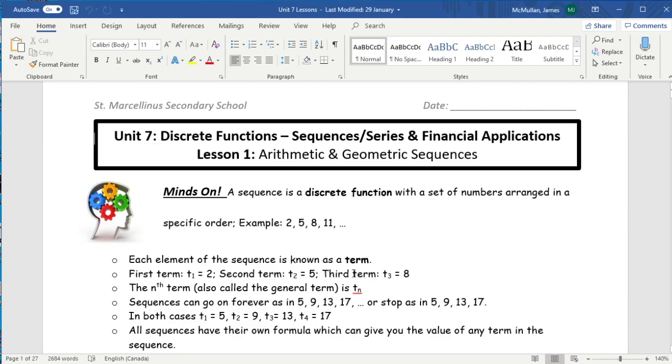Our last unit is about sequences and series, and then my favorite part of the course, which there's never enough time to do properly, but we'll do the best we can: finance.